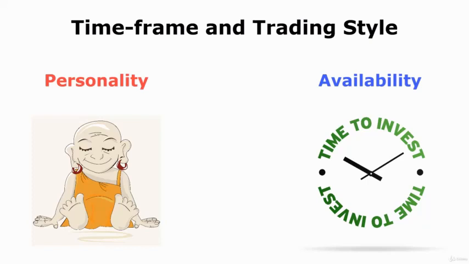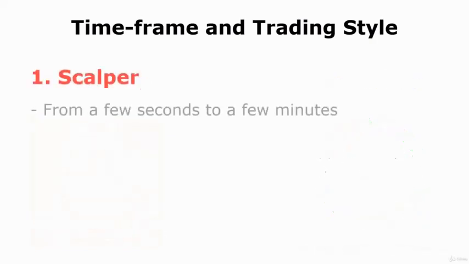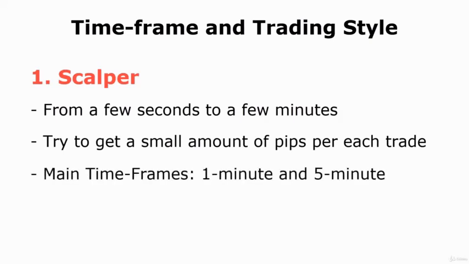The first category of traders that I want to show you is scalper. Scalpers usually hold their trades from a few seconds to a few minutes. The goal is to get a small amount of pips per each trade. Scalpers usually focus on very low time frames like 1 minute or 5 minutes at most. This technique is a double-edged sword because it is true that you can earn money in seconds, but you can also lose money in seconds.